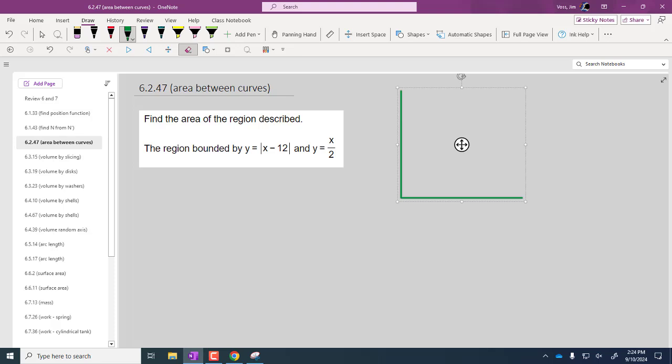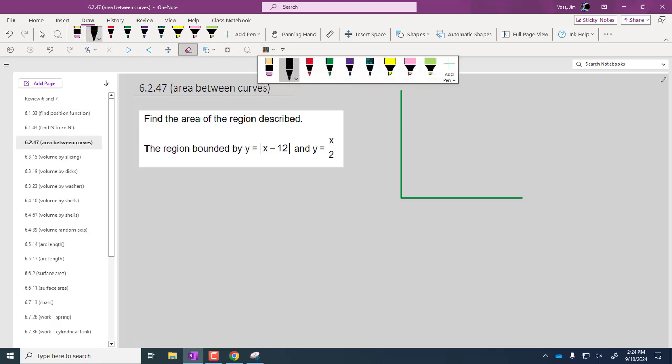Okay, the first function is an absolute value function. And where is the vertex of that absolute value function? So an absolute value function, it's got a little point, call it the vertex. Where is that? 12, 0.